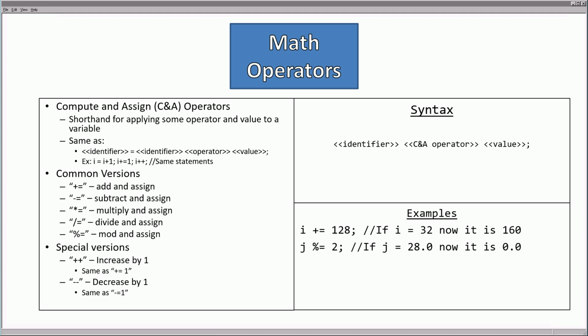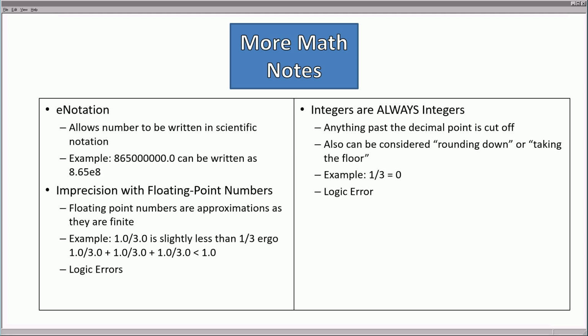There are also two very special versions, plus plus and minus minus. Basically, these are shorthands for plus equals 1 and minus equals 1. So as you can see up here, I assigned to I plus 1, or I plus equals 1, or I plus plus are all the same statements. And you should pick whichever version you like best. In this way, you can start finding your programmer voice as you're communicating with the machines. Going further than that, there's also e-notation, which allows numbers to be written in scientific notation, as we can see there.